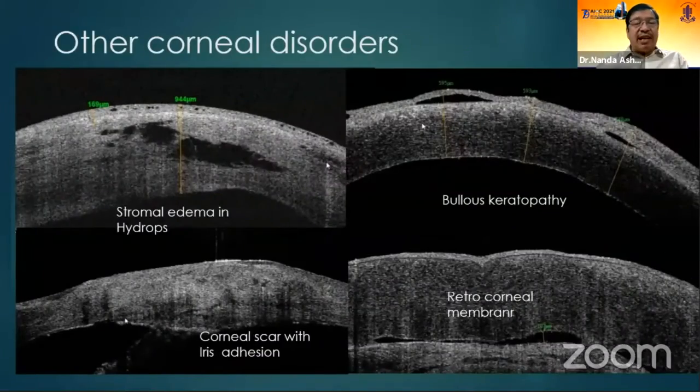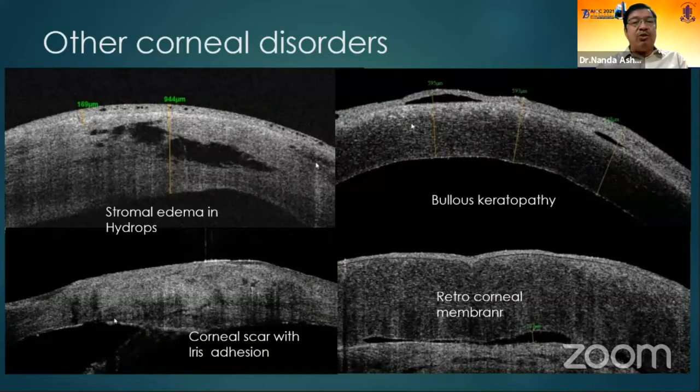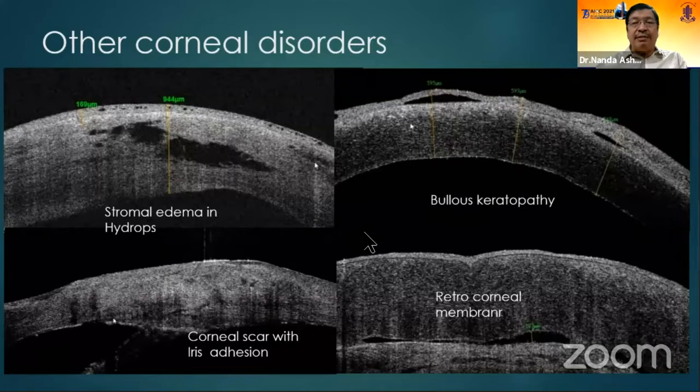Other corneal disorders where it is playing a role are to find out stromal edema in hydrops, in bullous keratopathy, the status of the endothelium, and in corneal scar to know the condition of the anterior segment, whether there are iris adhesions to the scar or not, or if there is a retrocorneal membrane.